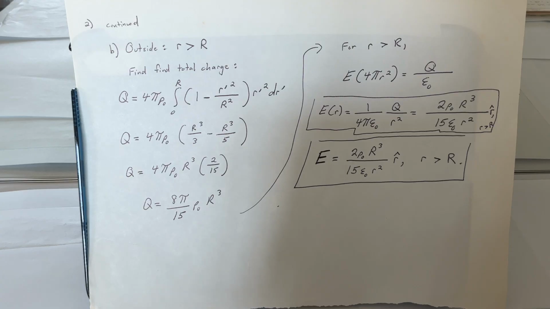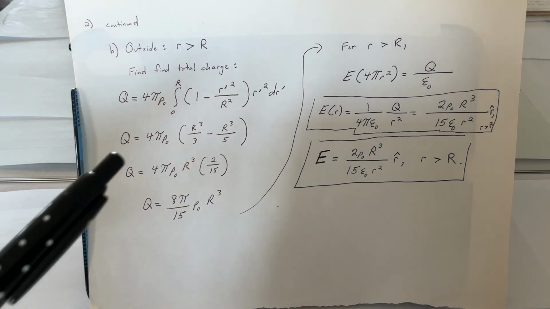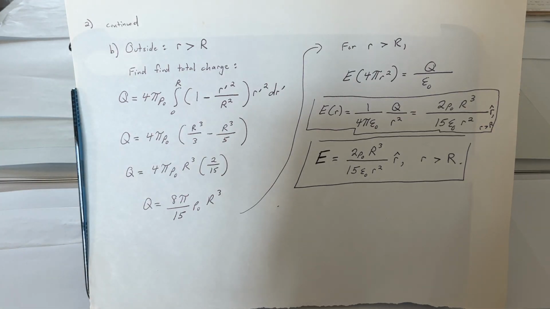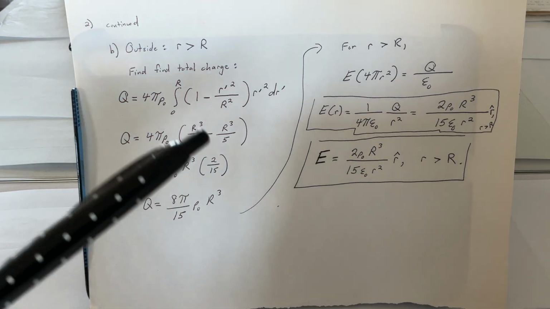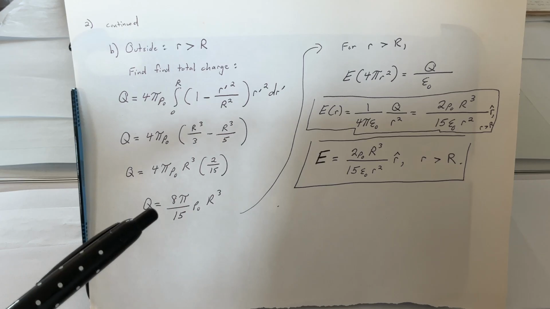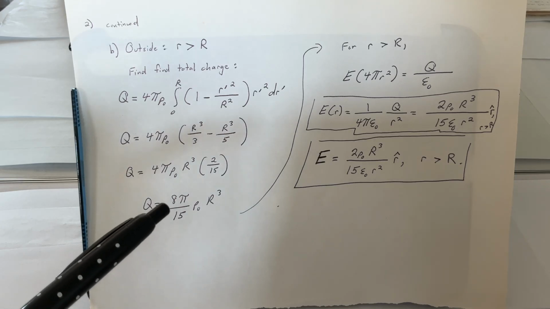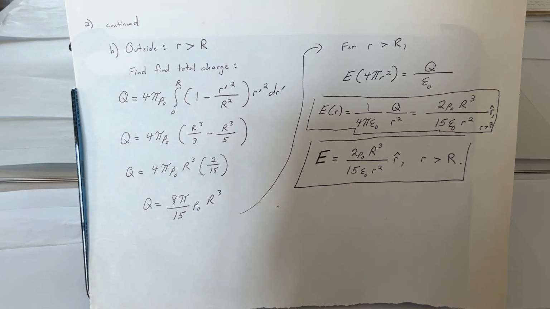Okay, so evaluating that integral, we're going to get Q equals 4 pi rho naught times the quantity capital R cubed over 3 minus capital R cubed over 5. When we do the computation, this charge comes down to 8 pi over 15 rho naught R cubed.